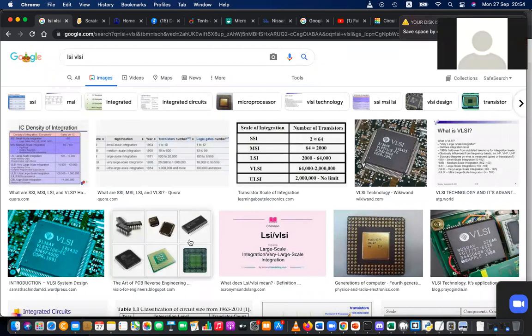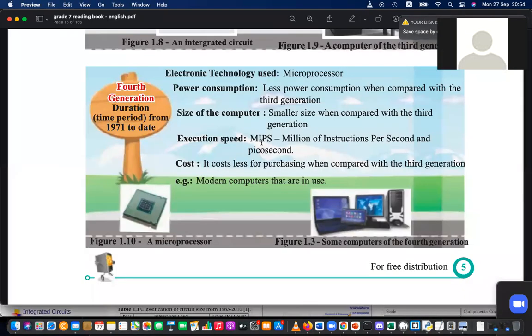Those were really fast. So speed was measured in million instructions per second, or picoseconds. And smaller in size.